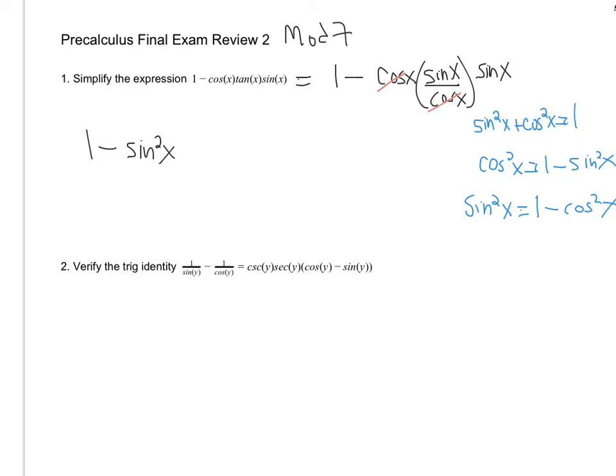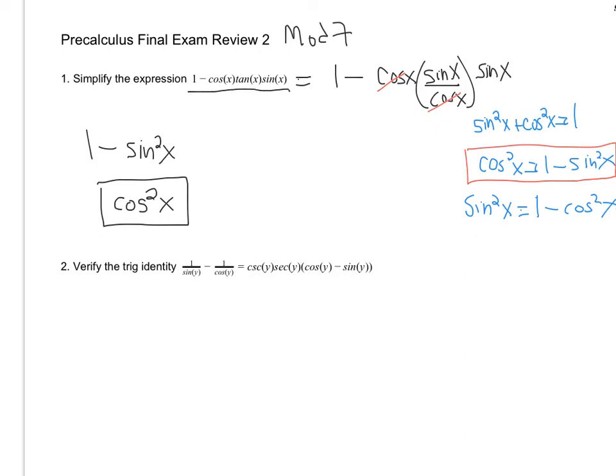So in this case we can take advantage of this one, which says 1 minus sine squared x is simply cosine squared. So I can simplify this down to cosine squared x. I've taken this big, long expression and simplified it down to something very simple.